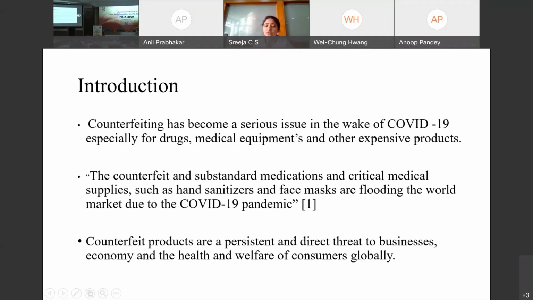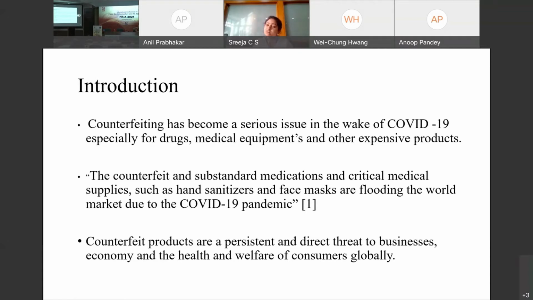So why are we talking about this topic and why does it have relevance? Because counterfeit products are a persistent and direct threat to the economy, to business, and sometimes even national security when we look at war weapons and so on. It is affecting all of us. But why is this more relevant when it comes to health? Because it is directly affecting life.